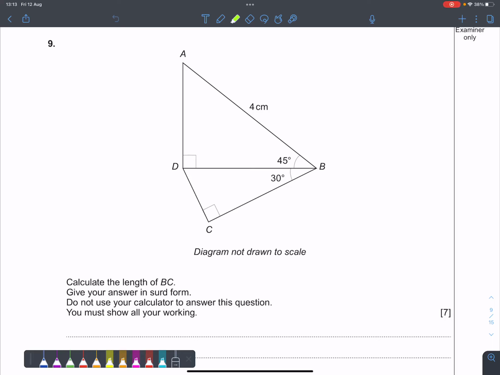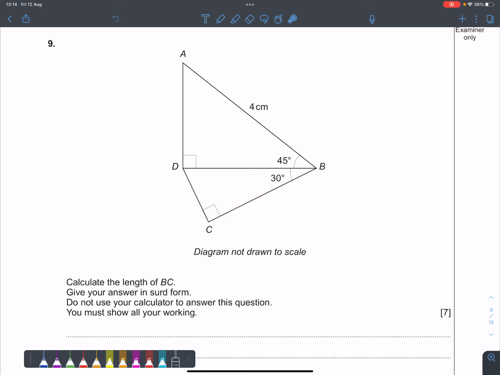Okay, in this video we're going to be having a look at question 9 on the WJEC Additional Maths paper from June 2014. So here we have a diagram that is made up of two right angle triangles. That's the first thing I notice. You have this triangle ADB, which has an angle of 45 in it, and this right angle triangle BCD, which has an angle of 30 in it.